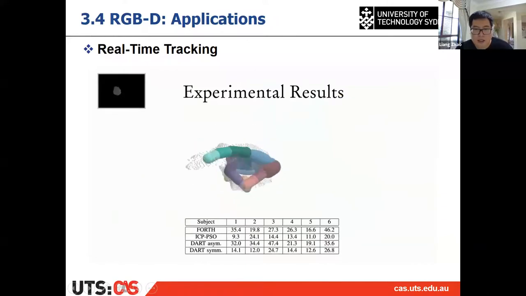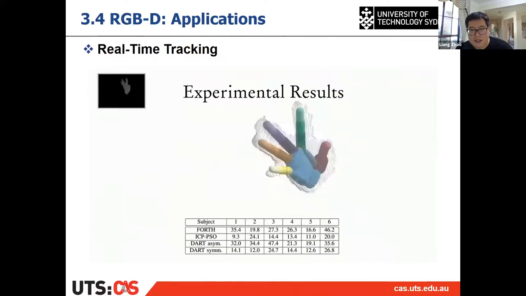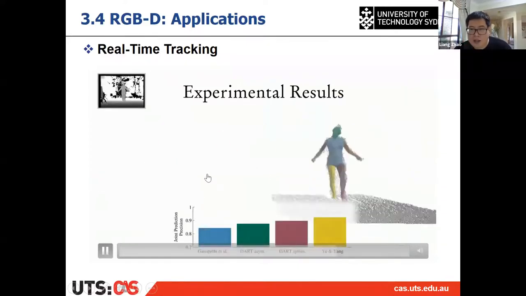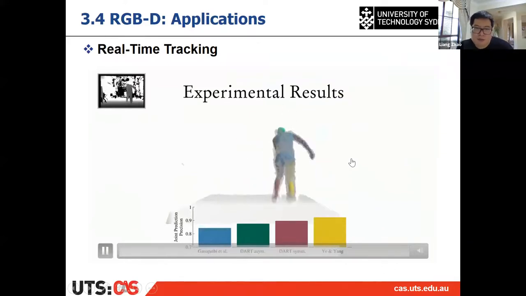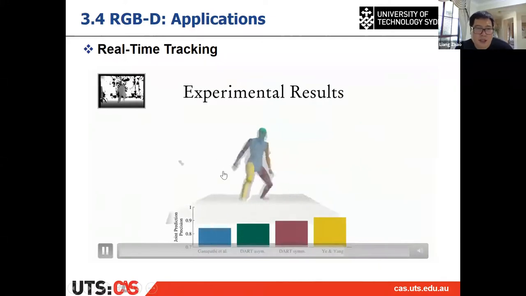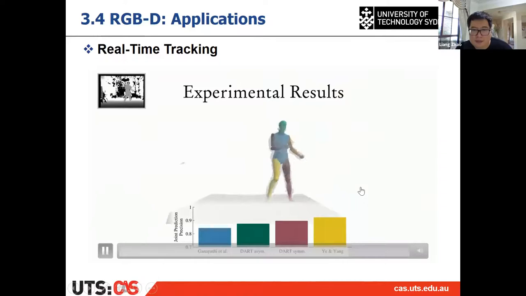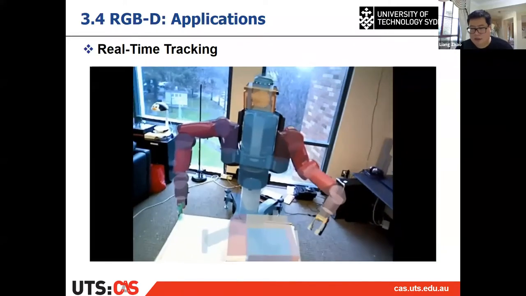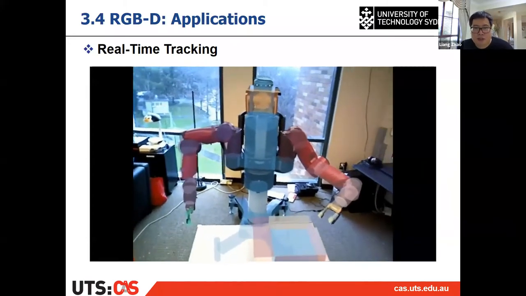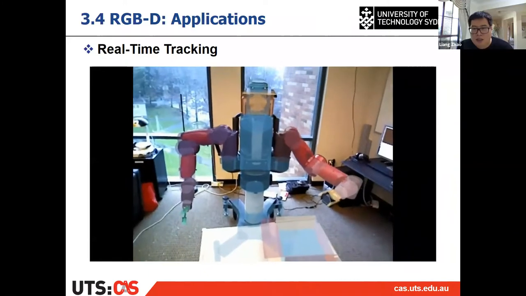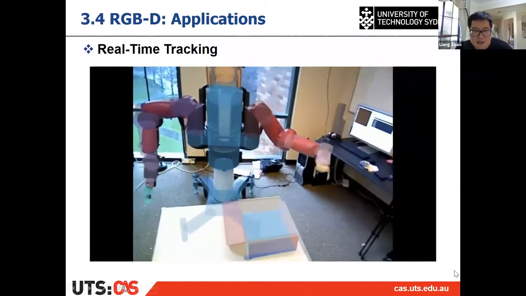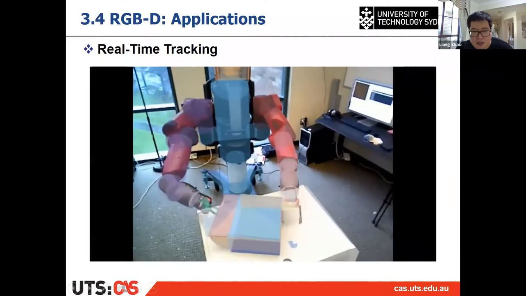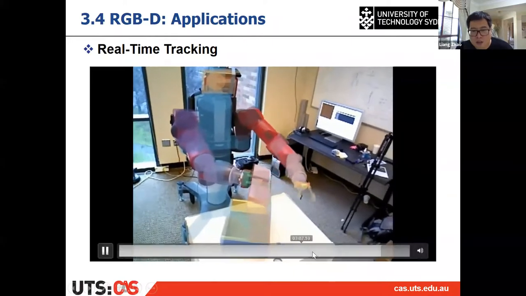Yeah, here's an example. As you can see, here's the hand tracking. On the top left is the depth image, and here is the tracking result. And also tracking the body as well. That's the depth image on the top left, and this is the tracking result. And here is tracking of the robot pose and motion. Because he is the hand, he is the arm, and it's tracking the robot and controlling it to do the grasping, opening the books. You can track the books as well.